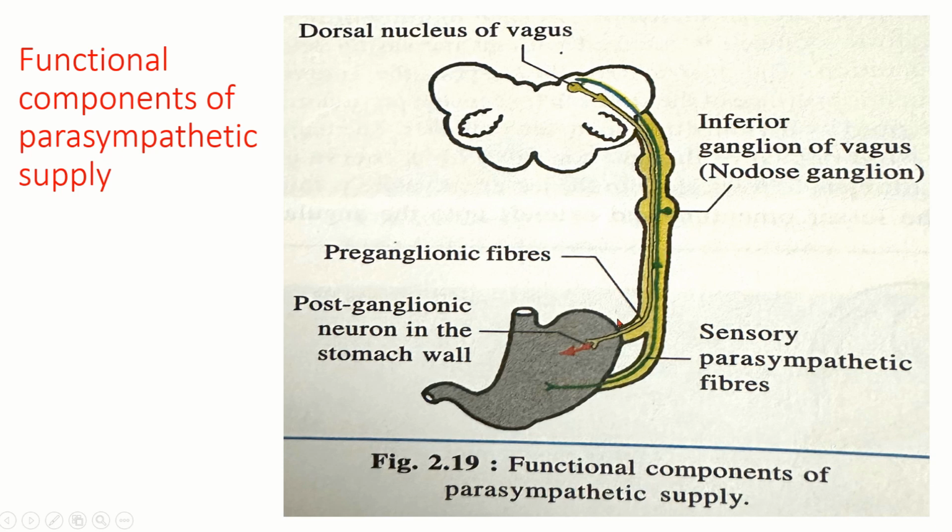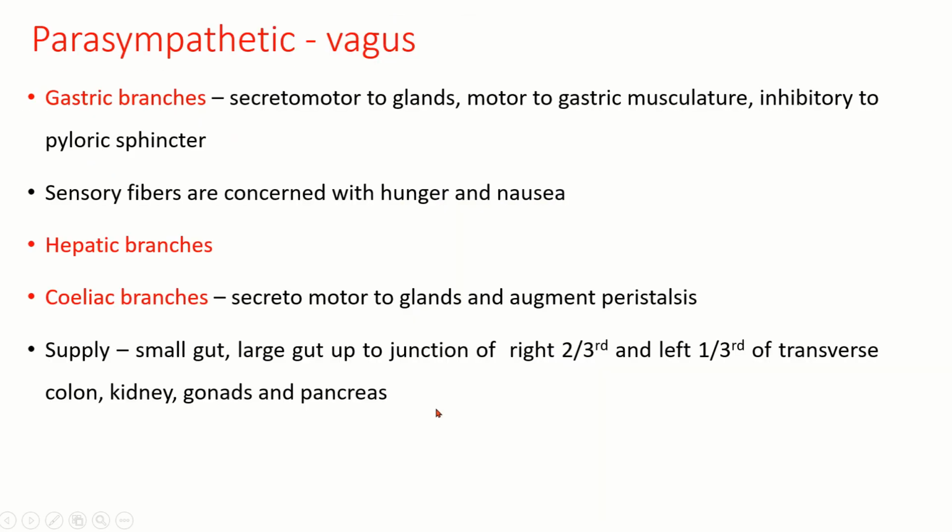And you can see this is the parasympathetic innervation. It is mainly secretomotor to glands. And you can see here secretomotor to the glands, motor to gastric musculature, and inhibitory to pyloric sphincter. Sensory fibers are concerned with hunger and nausea. So there will be hepatic branches and celiac branches which are secretomotor to glands and augment peristalsis.